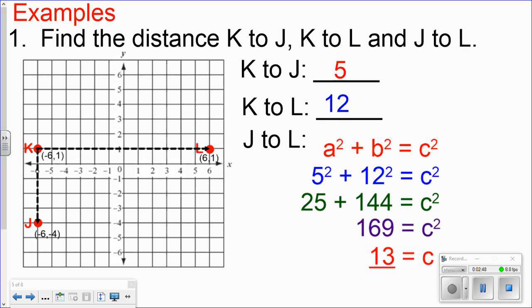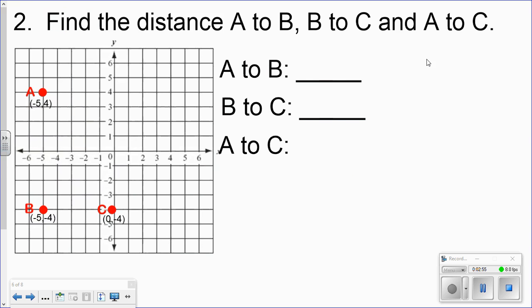Let's try another one. From A to B, B to C, and then A to C. So A to B, going up and down, so we can count the boxes, starting here, going 1, 2, 3, 4, 5, 6, 7, 8. Or we can say 4, because we're looking at the y values, 4 minus a -4, either way the answer is 8. Then we go from B to C.